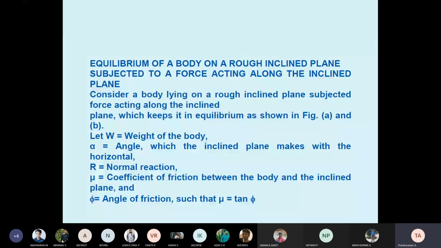Equilibrium now. Equilibrium of a body on a rough inclined plane subjected to a force acting along the inclined plane. Consider a body lying on a rough inclined plane subjected to a force acting along the inclined plane, which gives its equilibrium as shown in the figure. Let W equal the weight of the body, alpha equal the angle which the inclined plane makes with the horizontal, and R equal the normal reaction.